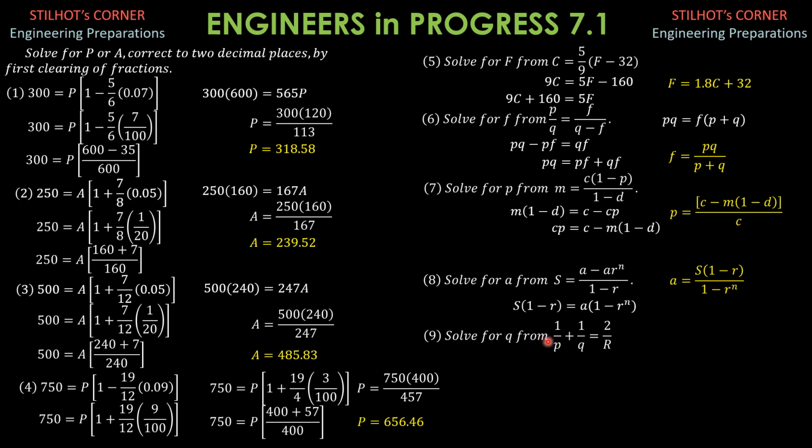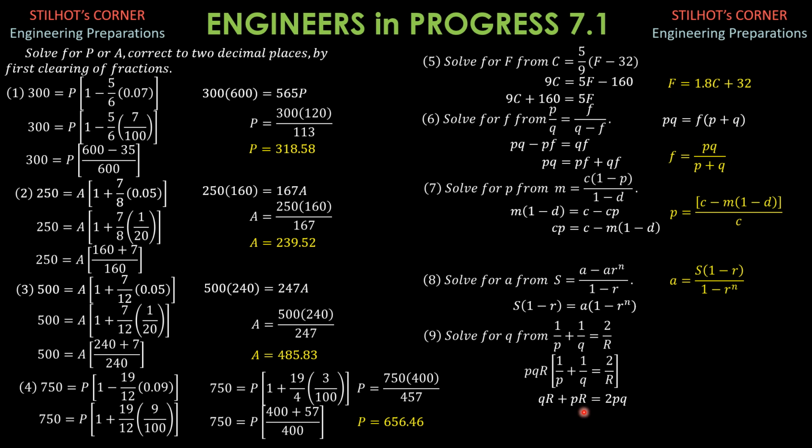Then here solve for Q from 1 over P plus 1 over Q equals 2 over R. So we multiply everything by the LCD, which is PQR as shown. PQR times 1 over P is QR. Then 1 over Q times PQR is PR. Then 2 over R times PQR is 2PQ. So it is equal to QR plus PR equals 2PQ.